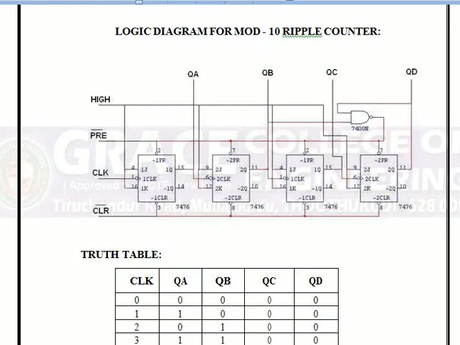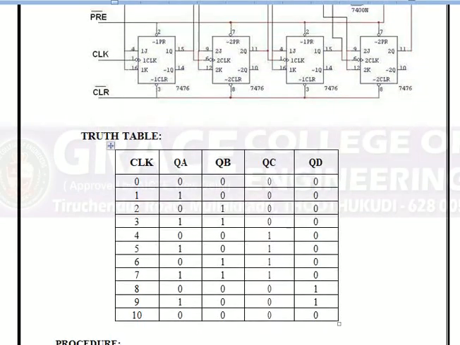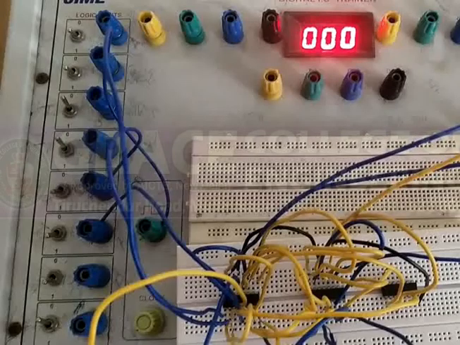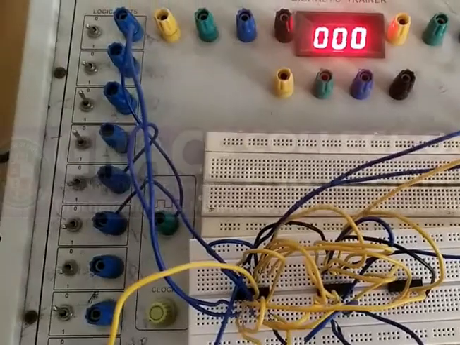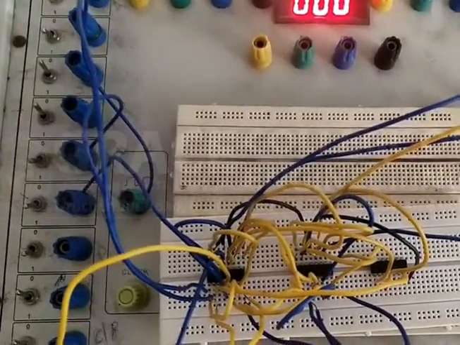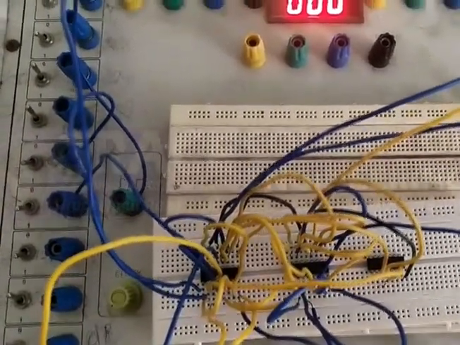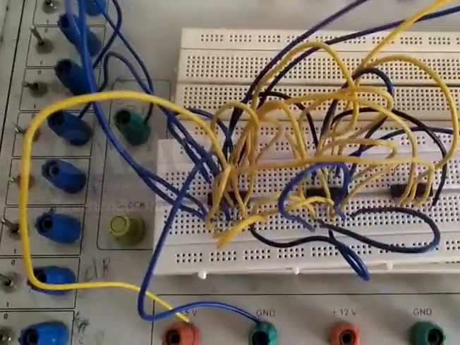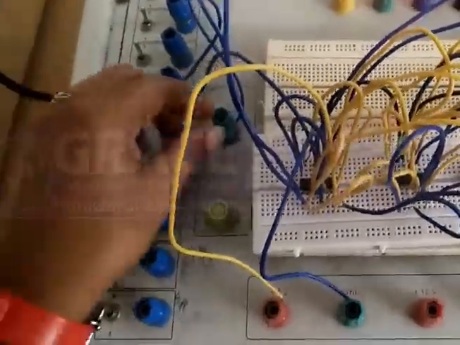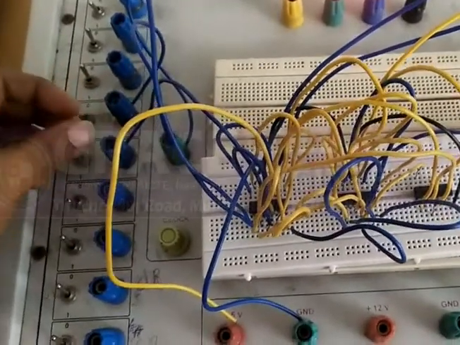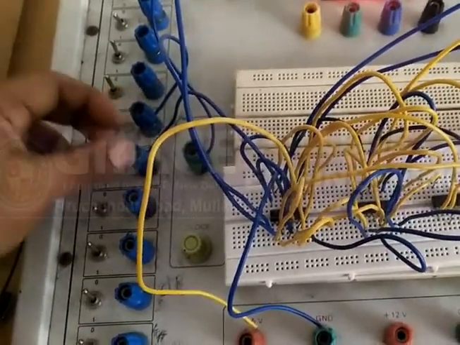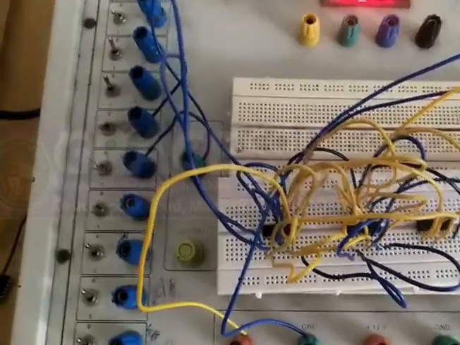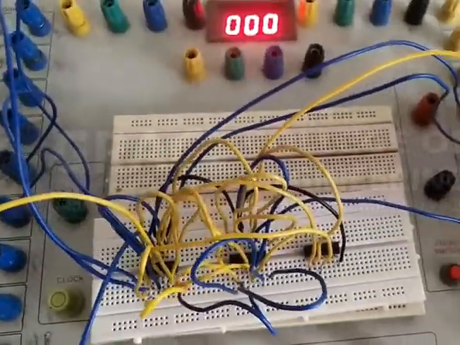This is the logic diagram for the mod 10 ripple counter. This is the truth table. Let us see the implementation of the mod 10 ripple counter. According to the pin diagram, we have given the connections. See, here the clock connection is given, and these are the inputs, 2 inputs, and here the output is coming.